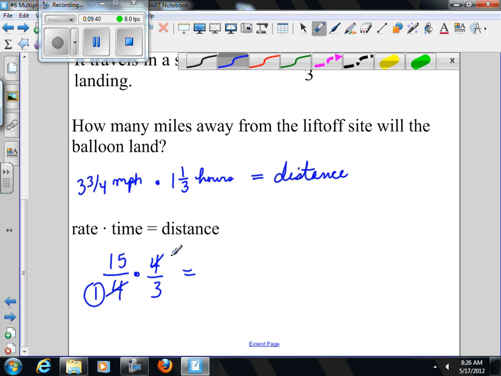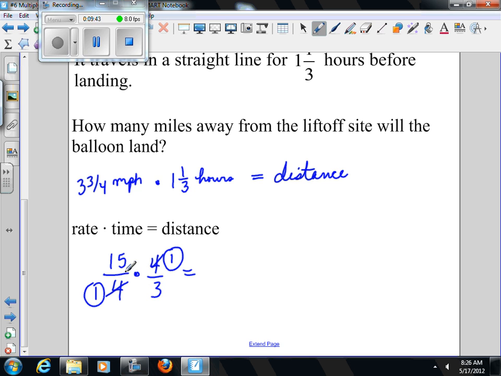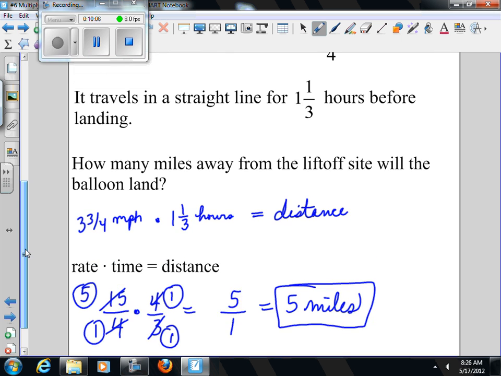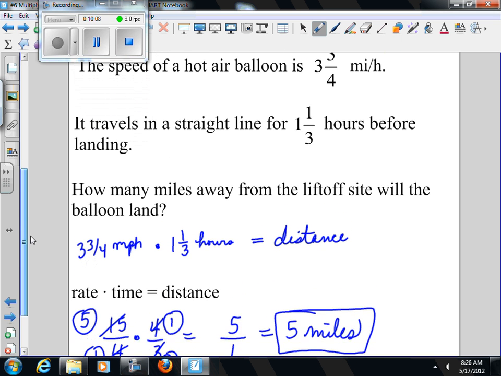Now 15 and 3 we can divide by 3. 3 goes into 3 once. It goes into 15 5 times. Let's multiply. So we have 5 times 1 is 5. 1 times 1 is 1. And we end up with a distance of 5 miles. So that's how far the balloon traveled in the 1 1/3 hours when it was traveling at 3 3/4 miles per hour.